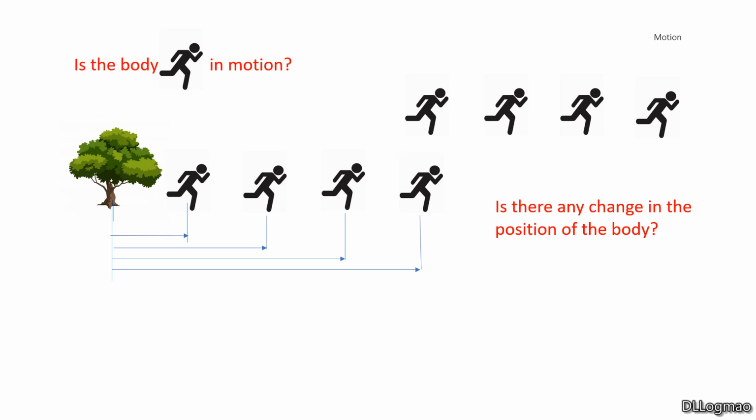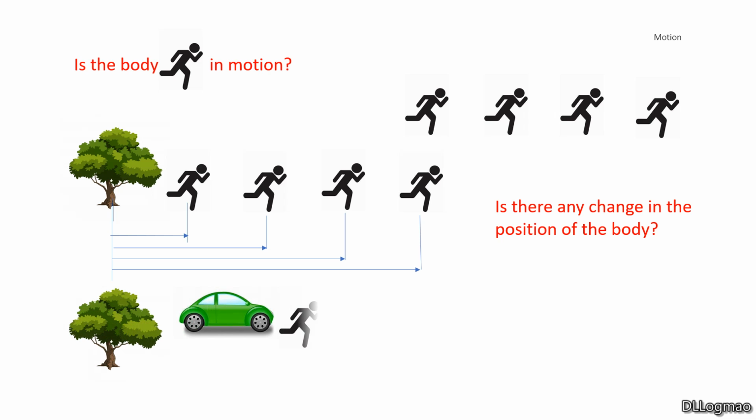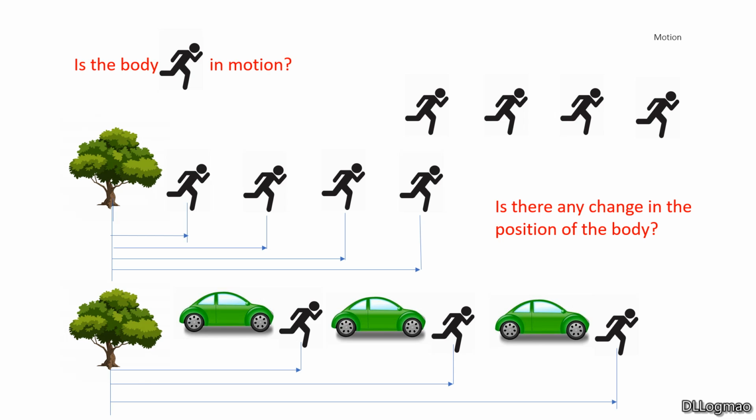In this figure with the tree, there is a change in the position of the man in every unit of time. Thus, the man is in motion with respect to the tree. Let's determine if the body is in motion. Is the man in motion with respect to the tree? If you say yes, then you are correct. The man is in motion with respect to the tree, because there is a continuous change in the position of the man with respect to the tree.